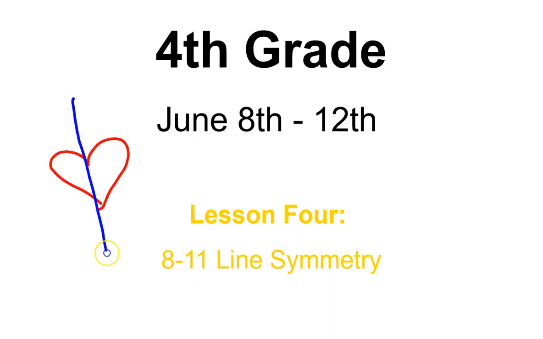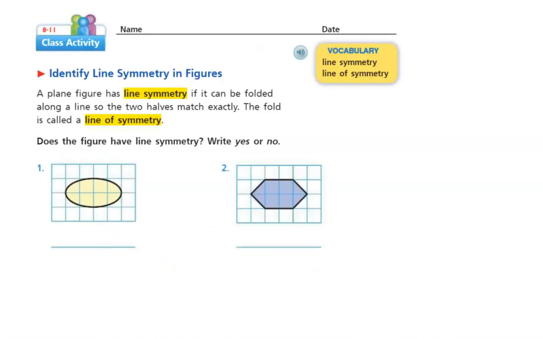Okay, so line symmetry is basically any shape, if it is able to be cut down the middle, and it'll look like a mirror on the opposite side. That's kind of the gist. So let's look into what they say. It says a plane figure, that's because it's drawn on a plane here. A plane figure has line symmetry if it can be folded along a line so that the two halves match exactly. The fold is called your line of symmetry.